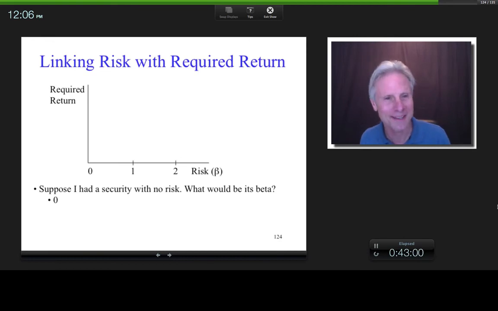What that would mean is that, hey, it doesn't matter what the market does. It's going to be the required or expected return or whatever is going to be totally insensitive to market movements.